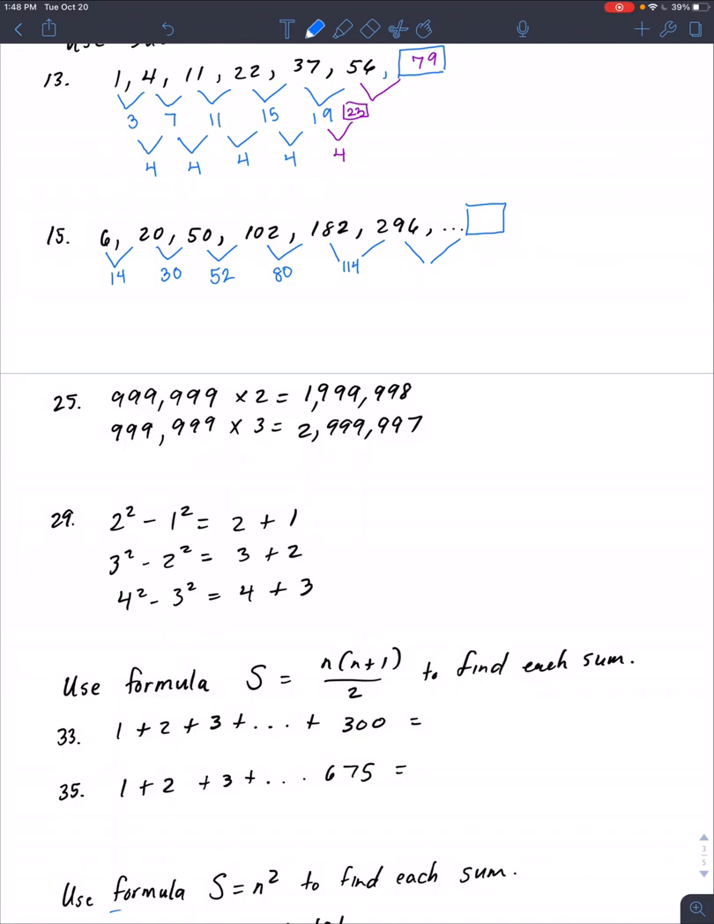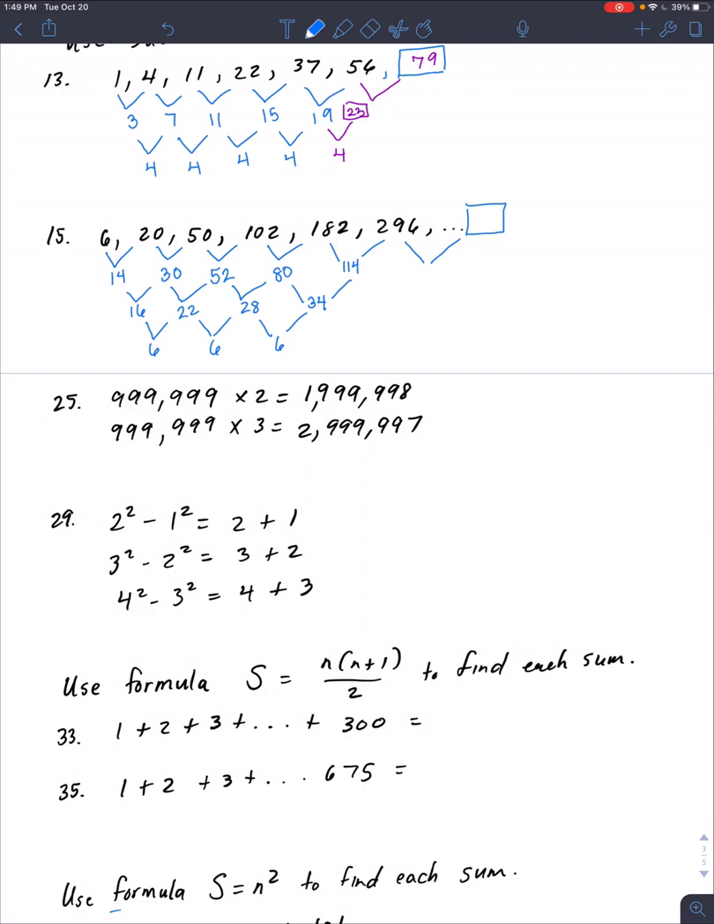Okay, so the only way to do that is to keep working backwards. So we're going to work our way down. 14 plus 16 is 30. 30 plus 22 is 52. 52 plus 28 is 80. 80 plus 34 is 114. Okay. Still nothing common going on, so we got to keep going. Keep peeling back the layers. So 16 plus 6 is 22. 22 plus 6 is 28. 28 plus 6 is 34.